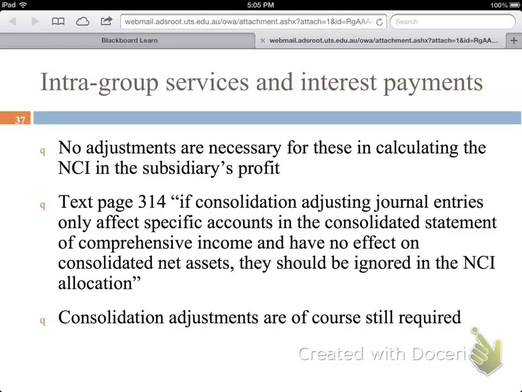So if you have a look at the entry we did for interest revenue, we did debit interest revenue, credit interest expense. That's in the Corio and Yara example. These two entries will have no effect on profit. Therefore, we don't have to make an NCI adjustment. If you look at the one that we did for intragroup borrowings, there was a debit to the borrowing payable and a credit to the borrowing receivable. Net impact on profit was 0. Okay? So no NCI adjustment.